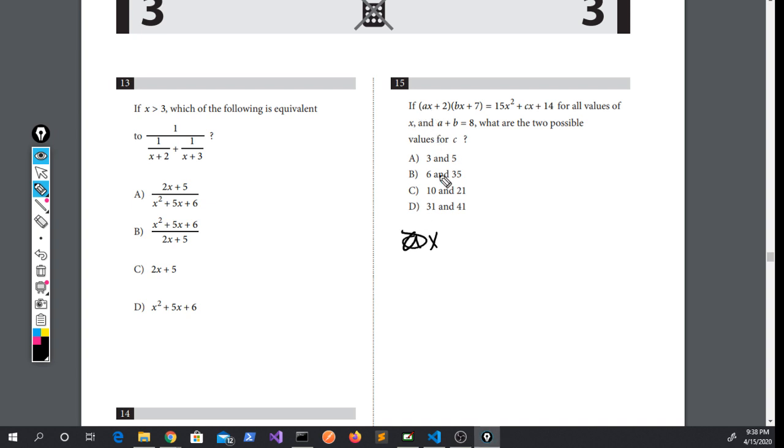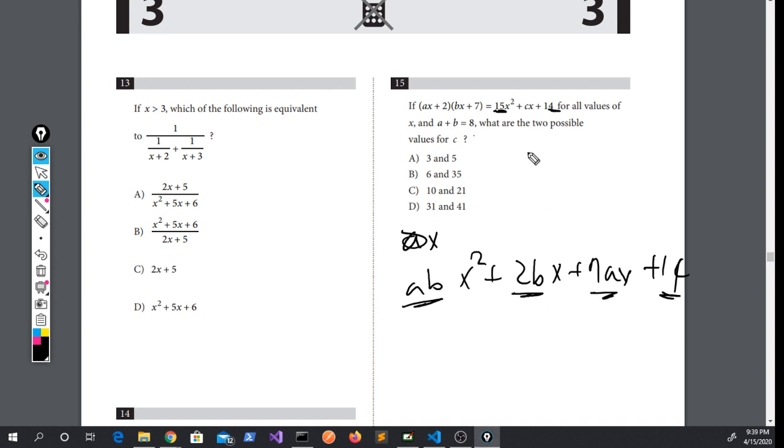Ax. So if you FOIL this, what do you get? ab x squared plus 2bx plus 7ax plus 14. Okay, 14 corresponds to 14. And ab corresponds to 15. 2b plus 7a should be c.